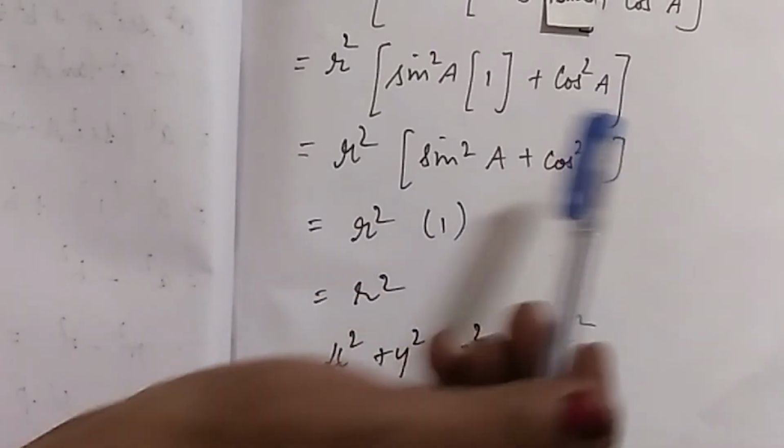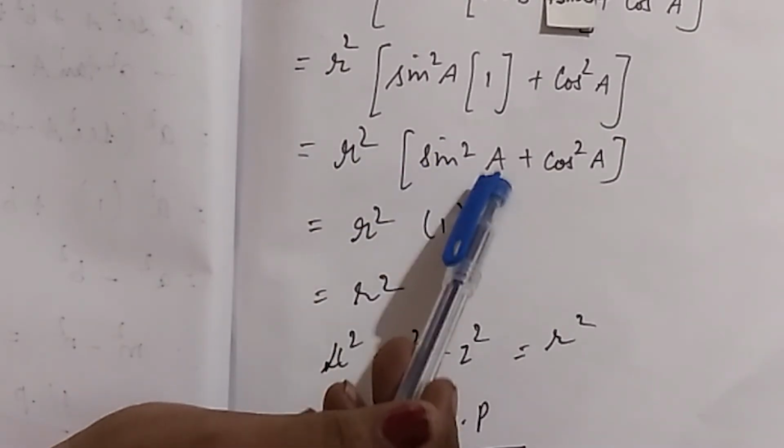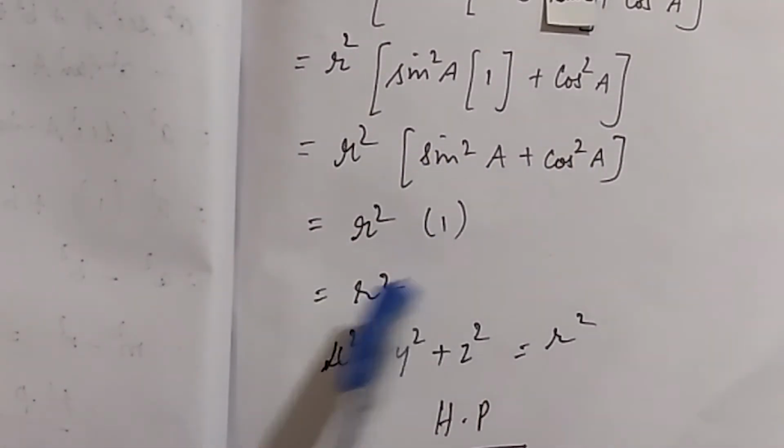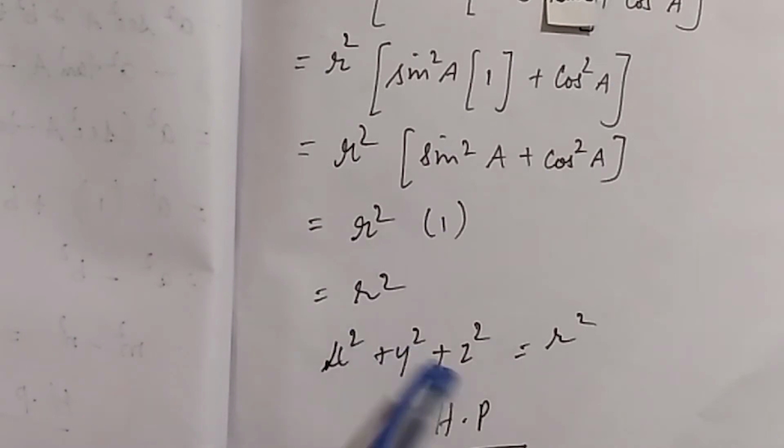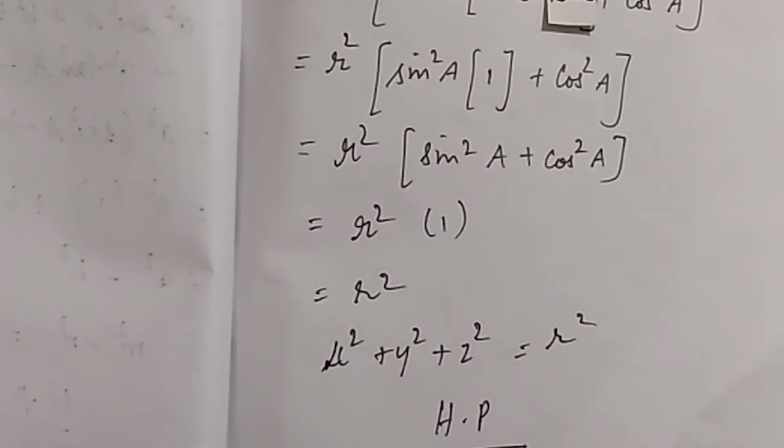Okay. Then r squared into sin squared a plus cos squared a, which is 1. Then 1 into r squared. Then you can write x squared plus y squared plus z squared is equal to r squared. Hence, proved.